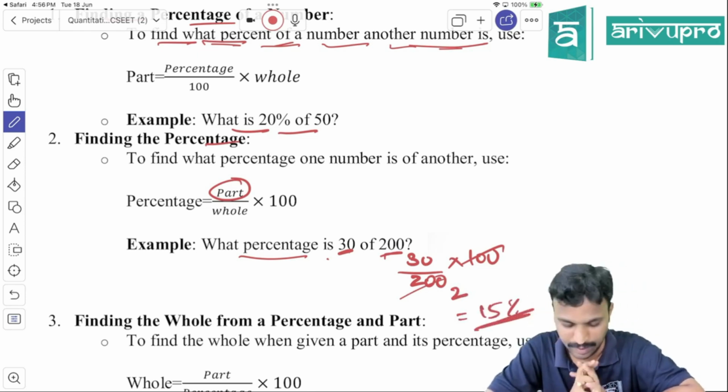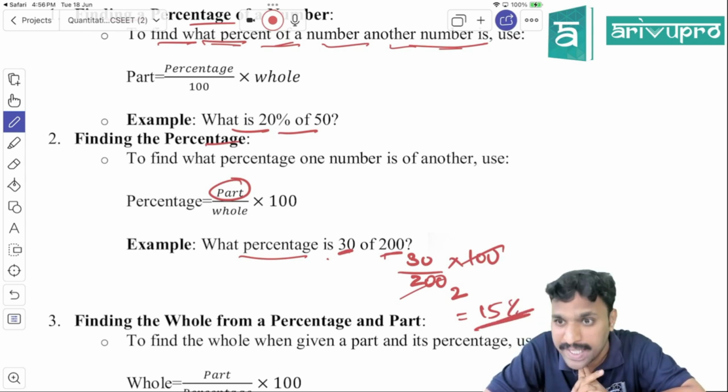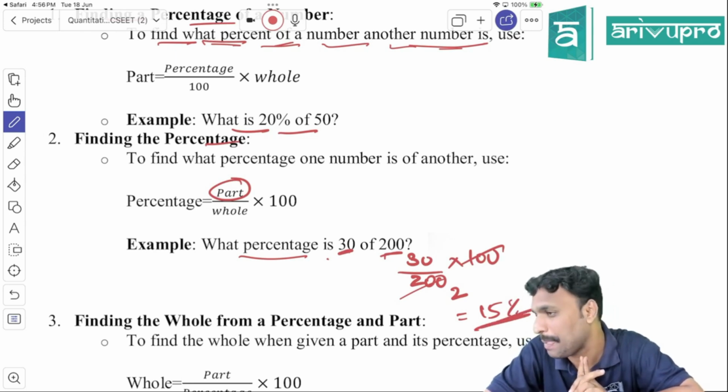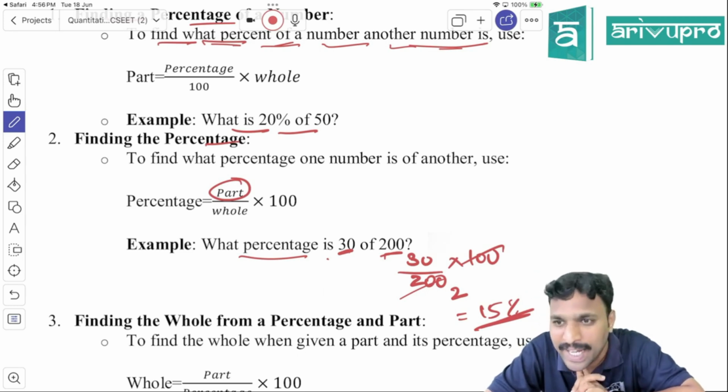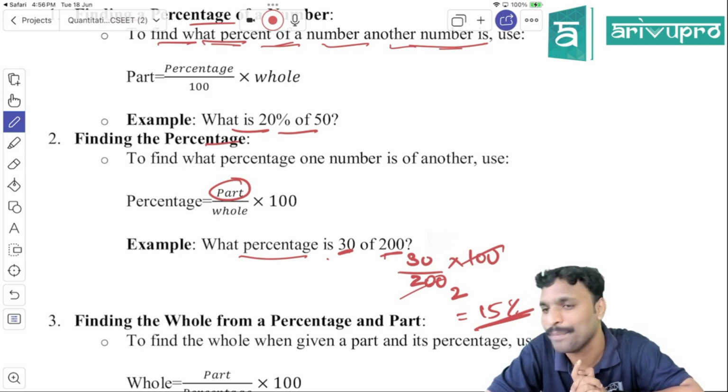30 is what percentage of 200? First of all, 10% of 200 is what? 20. 5% is what? 10. So 10% is 20, 5% is 10. So 20 plus 10, 30, which is nothing but 15%. So do you have to write on the paper?